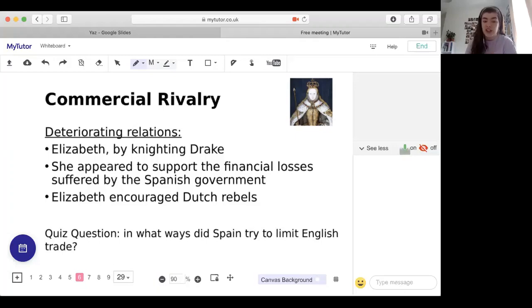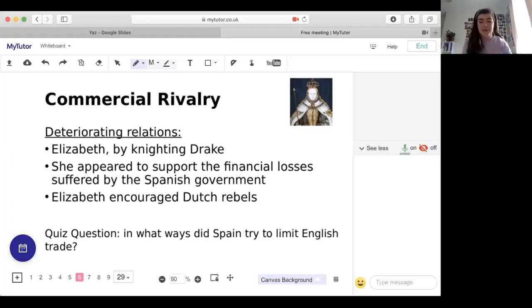And by encouraging Dutch rebels, Elizabeth also demonstrated her defiance of Spain. So for Philip II, privateers were little more than pirates who needed to be removed to protect Spain's commercial interests by war if necessary. And this is leading to a lot of friction politically, economically, and religiously between Spain and England at the time. So I've got another quiz question for you.